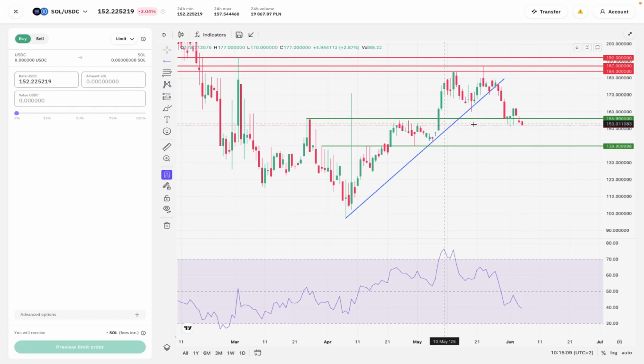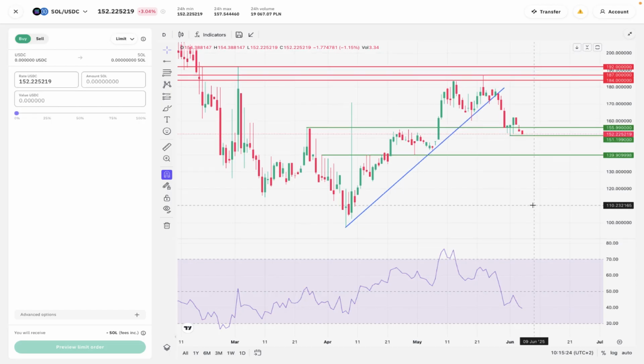If we break below yesterday's low, which is located at 150, then this level here will be technical resistance, and this level here will be technical resistance as well, which means that the bears are accelerating to the downside, right? So possibly the level of 140 is next up for the test.